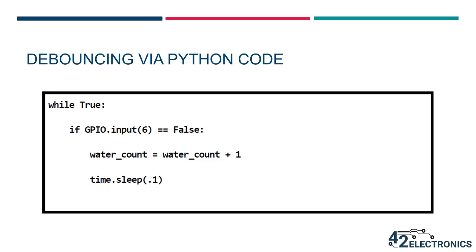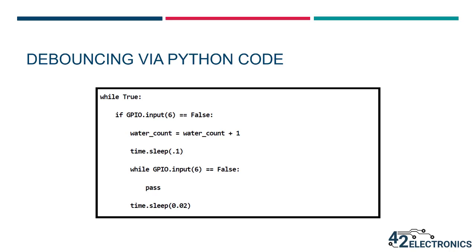So another method of debouncing includes adding a delay to the loop that runs after an input is triggered. The very first time GPIO 6 goes low, the loop will be triggered. 1 will be added to the water count and the program will sleep for 0.1 seconds before resuming further checks. This will eliminate the possibility of quick button presses not being counted, and the delay in this loop can be modified to eliminate single button presses registering more than 1 count per press without affecting the responsiveness of the first button press.